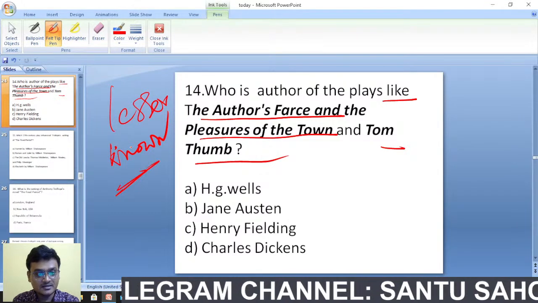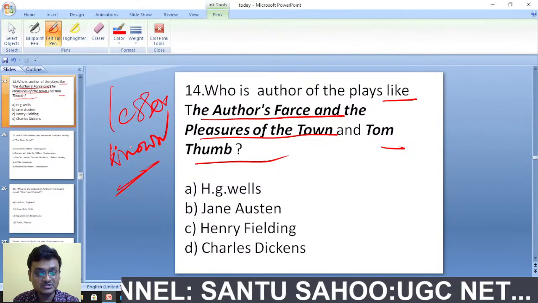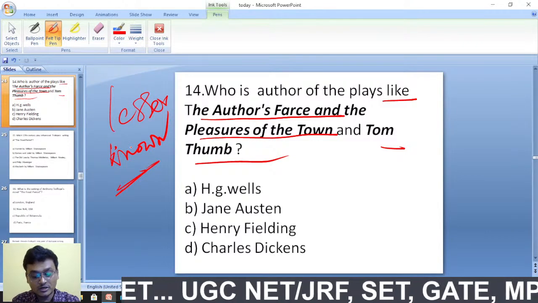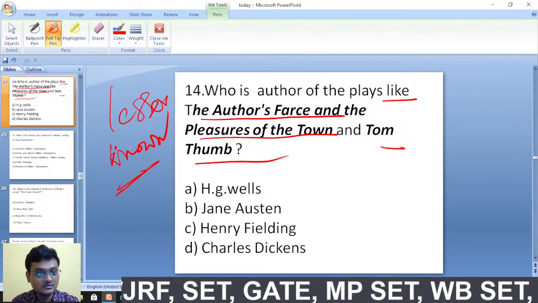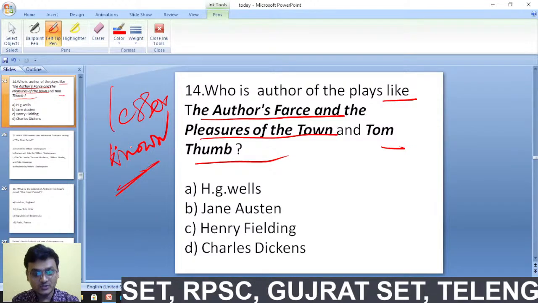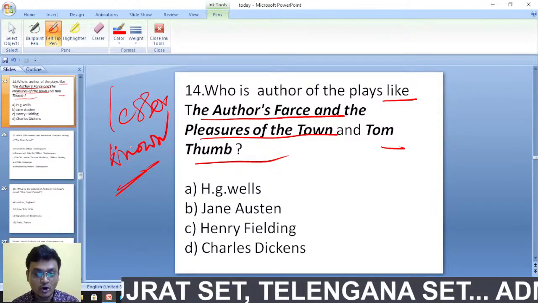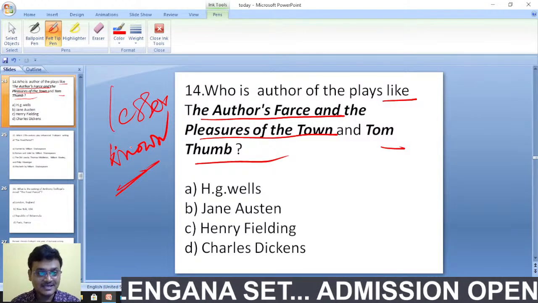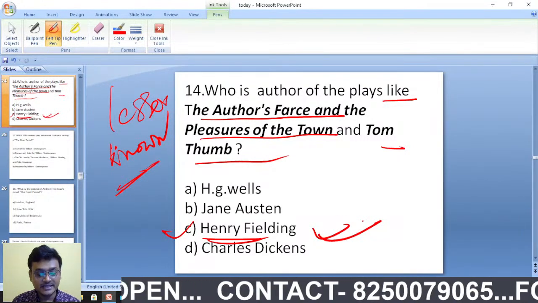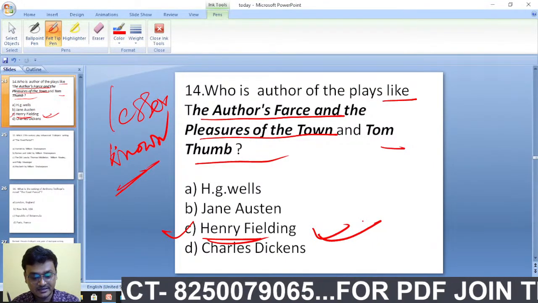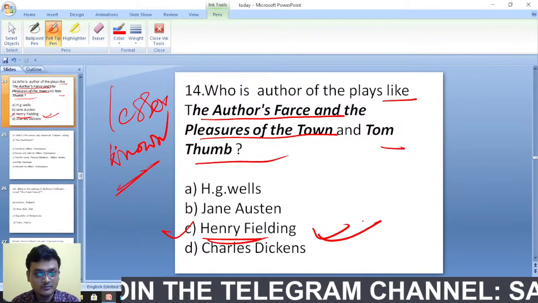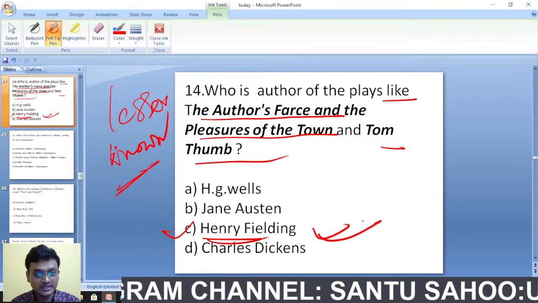H.G. Wells, Jane Austen, Henry Fielding, Charles Dickens. Apart from novels, he has also written some plays. I told you that the title is there. Yeah, exactly. Tom Jones, Henry Fielding, Tom Thumb. Exactly, it is Henry Fielding, author of The Author's Farce and The Pleasures of the Town. Here, C is the right answer. Exactly, fantastic.